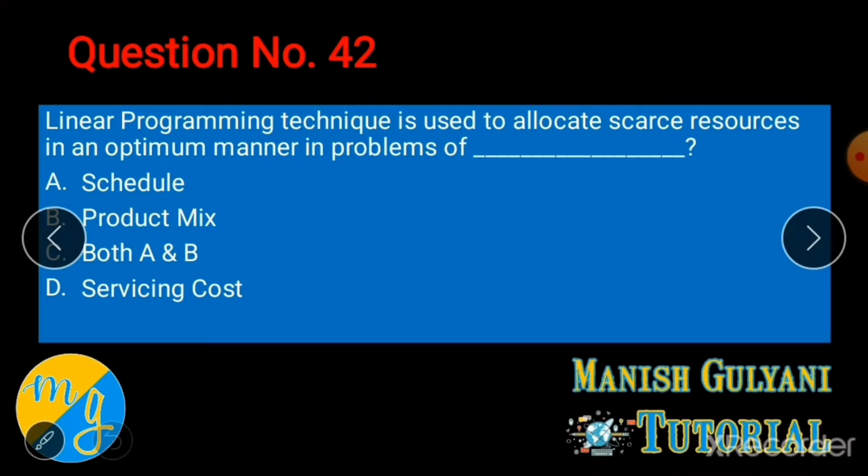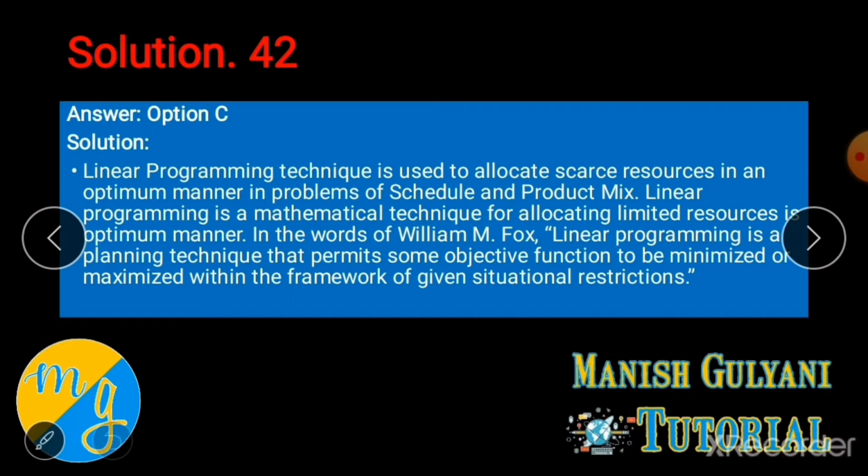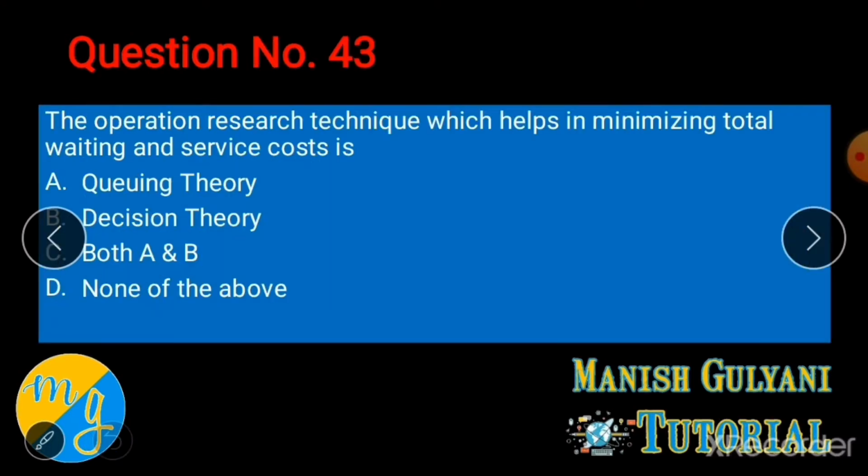The linear programming technique allocates scarce resources in an optimum manner in problems of scheduling, product mix, both A and B, or servicing cost. Under linear programming there are mainly two objectives, profit and cost, and both are based on your product mix, and on scheduling of your labor and machine resources. So option A and B both, option C is your correct option.